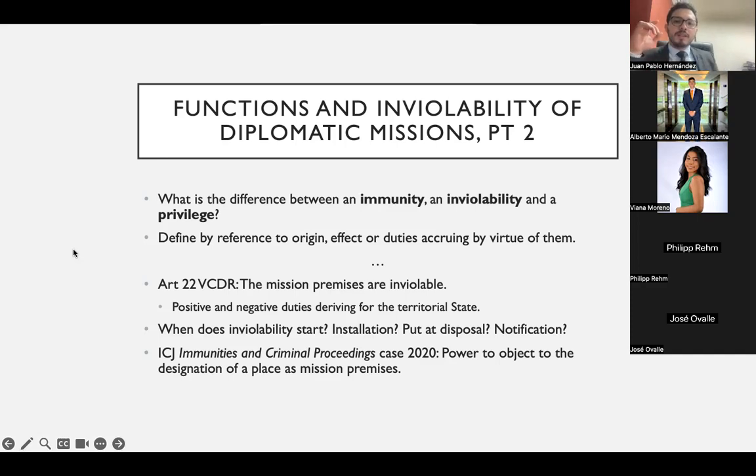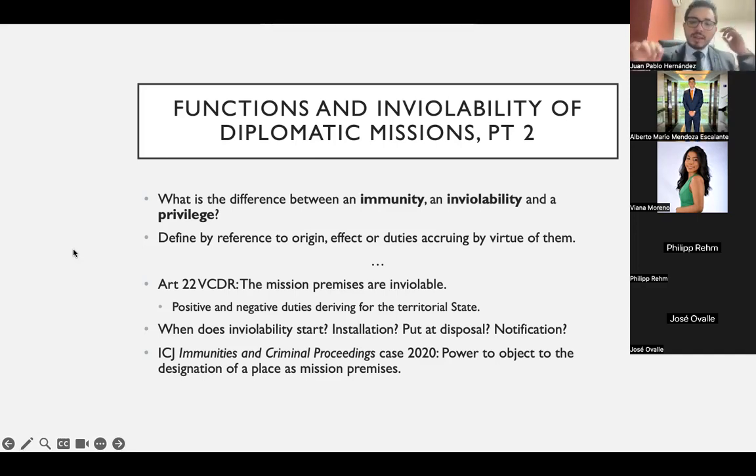Now, the second theory says that inviolability starts when the premises of the mission are put at the disposal of the sending state, even if official functions have not begun to be undertaken yet. And so, for example, when the state says, this is the premise of the mission, this is where we will be set up, we will start to furnish the place, to transfer the diplomats, etc. At this preliminary stage, before the exercise of functions, some say is when the inviolability starts.